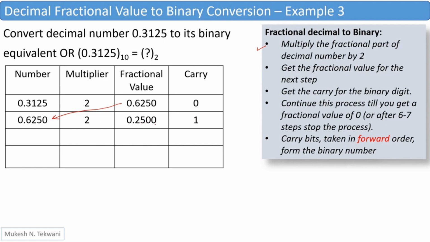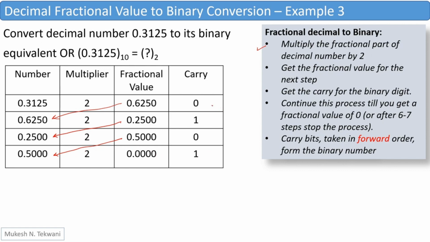So we will again continue this. 0.2500, this part has been brought forward, and now multiply this by 2, so that will give us 0.500. When you carry out this multiplication, there is no carry, and therefore we will write here a carry of 0. Now we will take 0.500 again, we will copy it into the number column. So 0.500 multiplied by 2 will give us 0.0000 with a carry of 1.